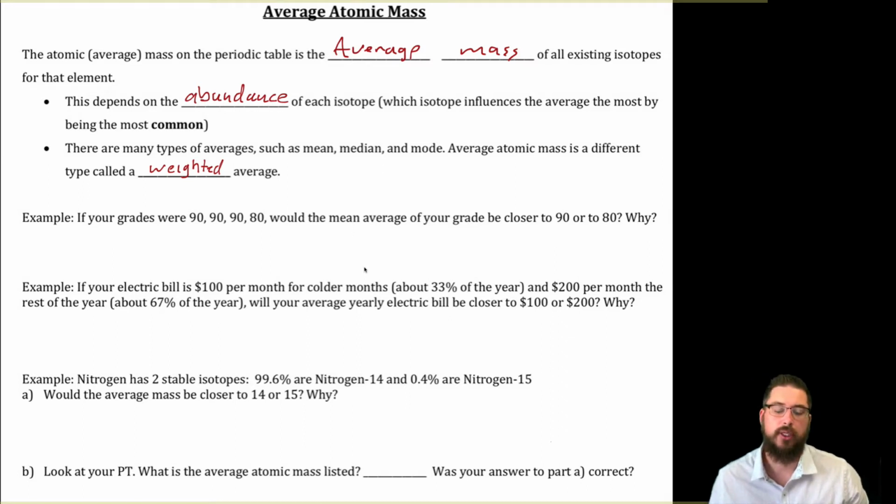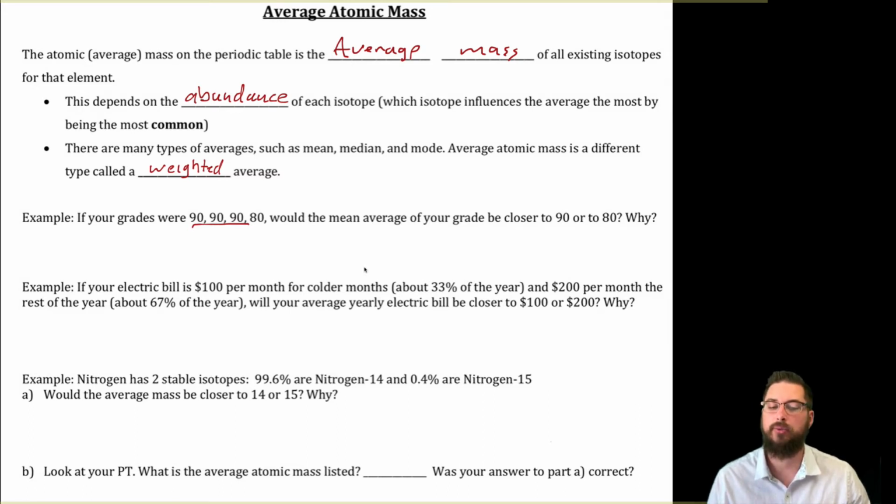And so it would be closer to a 90 because you have a higher abundance of 90s. And so because you have 3 90s and 1 80, it'll be closer to 90. Another example, if your electric bill is $100 per month during the colder months, which is 33% of the year, and then $200 per month for the rest of the year, which is about 2/3 of the year, would your average be closer to 100 or would it be closer to 200?